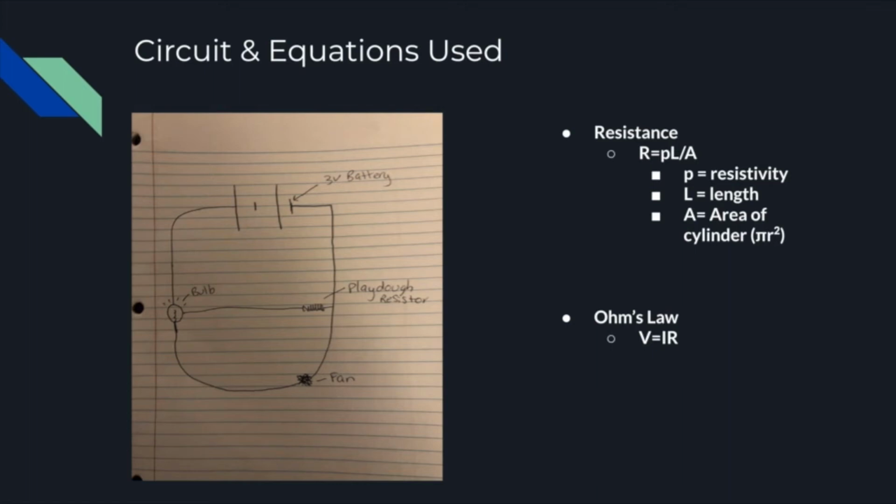The equations that we used were resistance R equals rho L divided by A, and the respective variables and what they stand for are written below. And then Ohm's law, which is V equals IR. To the left right here is a drawing of our circuit.